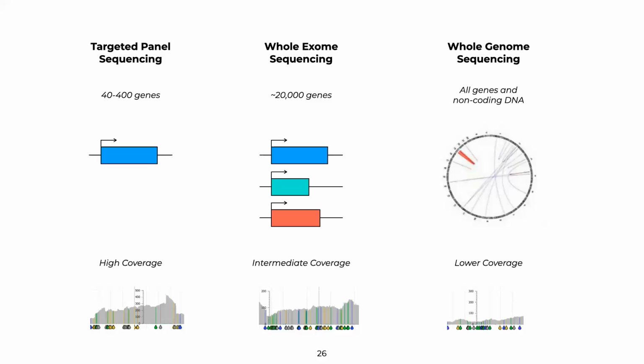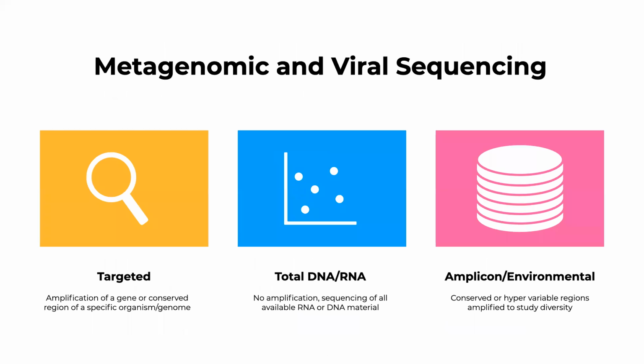Now, obviously, here we're talking about human genomes, but sequencing is also applied to other types of organisms. So, for example, we can talk about metagenomic and viral sequencing. So, also applicable to find variation, but very different type of variation. For example, when we talk about targeted metagenomic sequencing, we're actually looking for taxonomic variation.